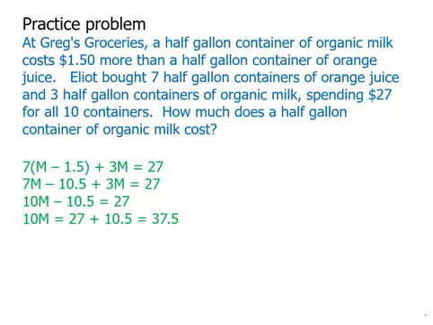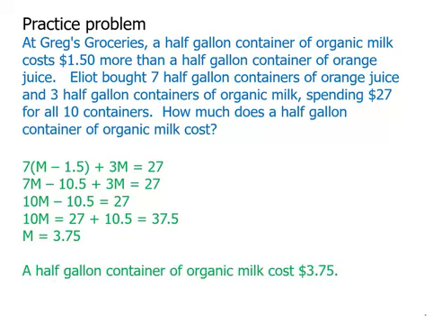Now to solve for m, all we have to do is divide by 10. And of course, dividing by 10, we're just sliding the decimal place one place to the left. So m equals 3.75. Or in other words, a half-gallon container of organic milk costs $3.75. That's the answer.